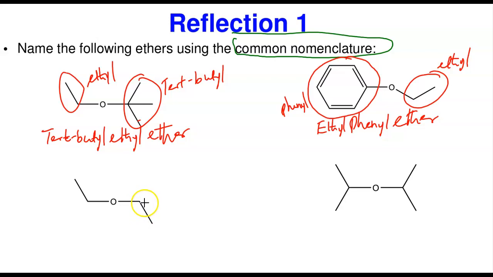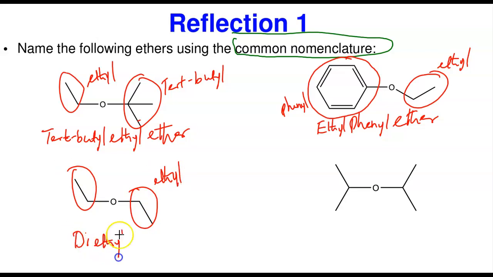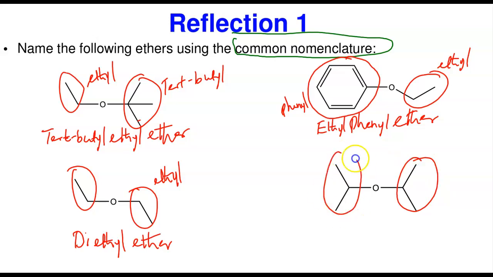In this one, this is ethyl and ethyl. Both of them are ethyl, so you're going to use the word di. So this is going to be diethyl eta. That's how you name this one. Easy. Again, this one is the same thing. This is isopropyl, isopropyl, so we're going to say diisopropyl eta. That is how we name this one as well.